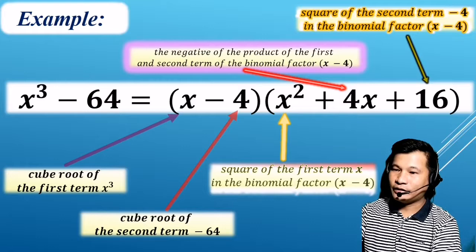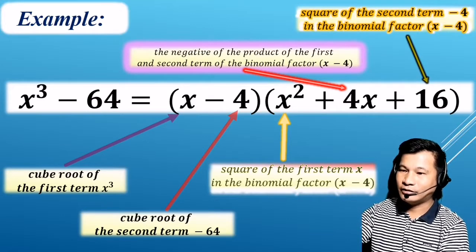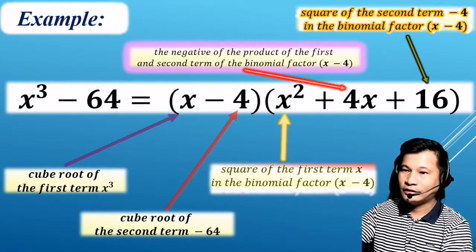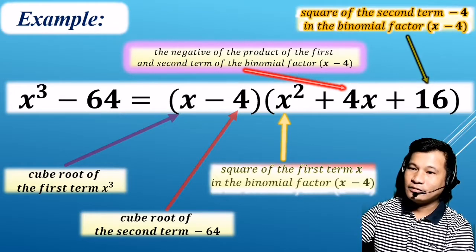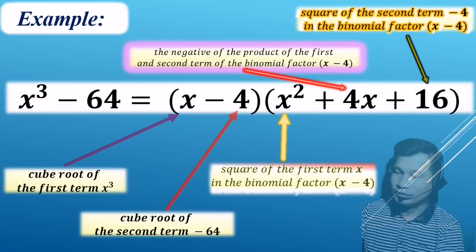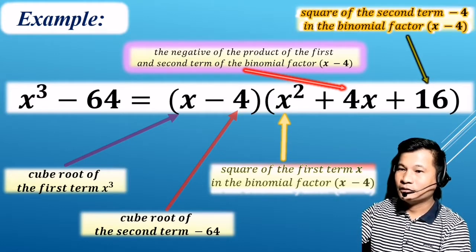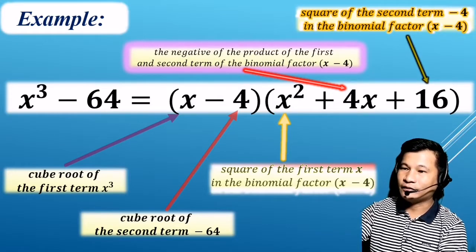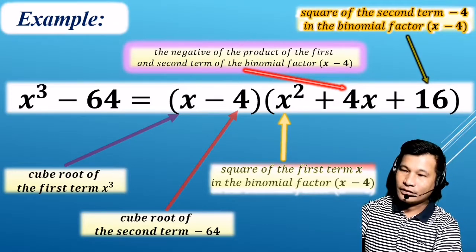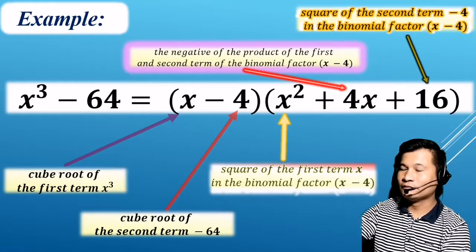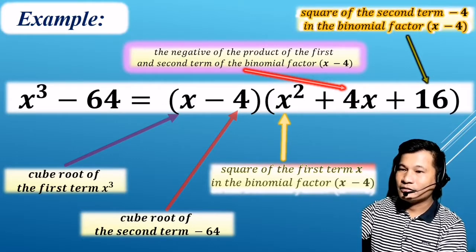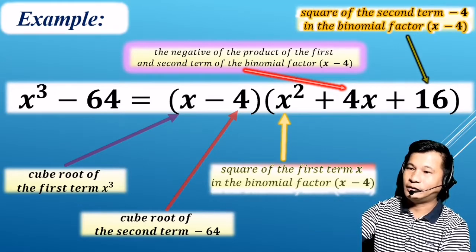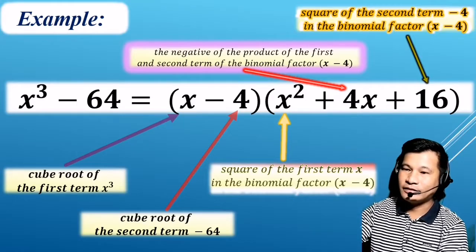Then square the first term x in the binomial factor x minus 4, so the square of x is x squared. Then the second term of the trinomial factor is simply the negative of the product of the first and second term of the binomial factor x minus 4, so that is positive 4x. And then get the square of the second term, 4, in the binomial factor x minus 4, that is positive 16.